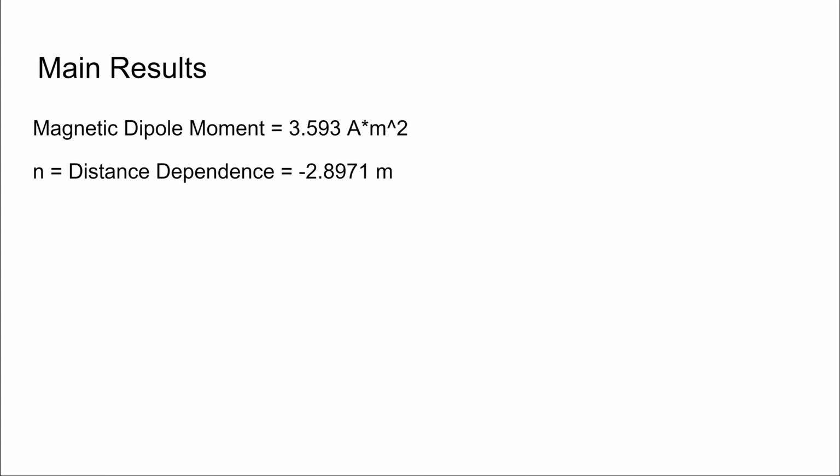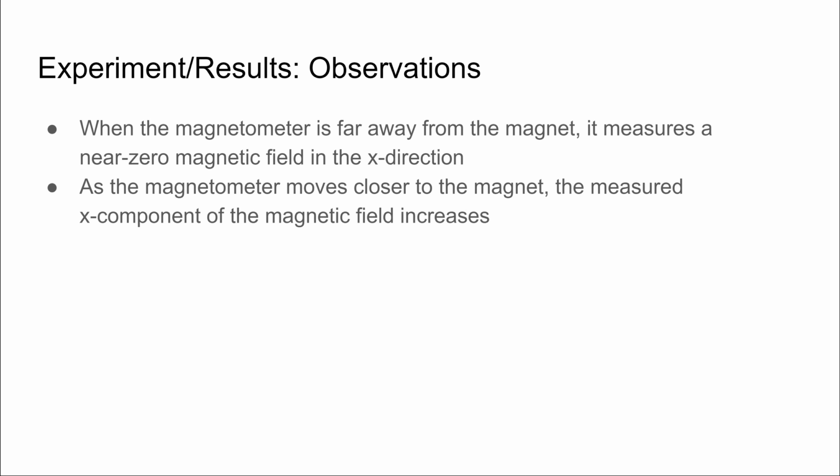The main results were that the magnetic dipole moment was 3.593 amperes per meter squared, and that n, the distance dependence, which I'll show you later in the line of best fit, was minus 2.8971. My observation in this experiment was that when the magnetometer is far away from the magnet, it measures a near zero magnetic field in the x direction, and when the magnetometer moves closer to the magnet, the measured x component of the magnetic field increased.